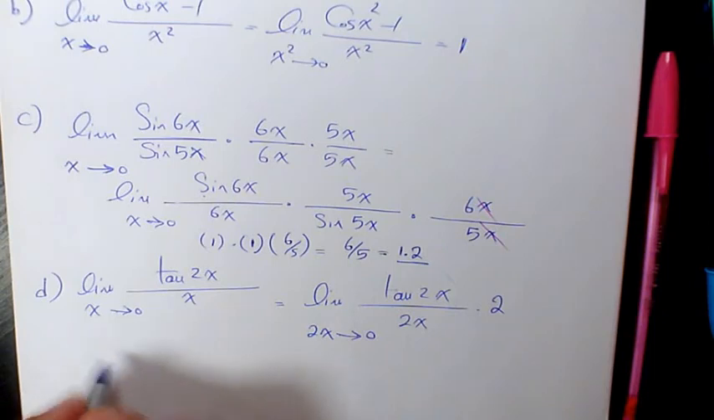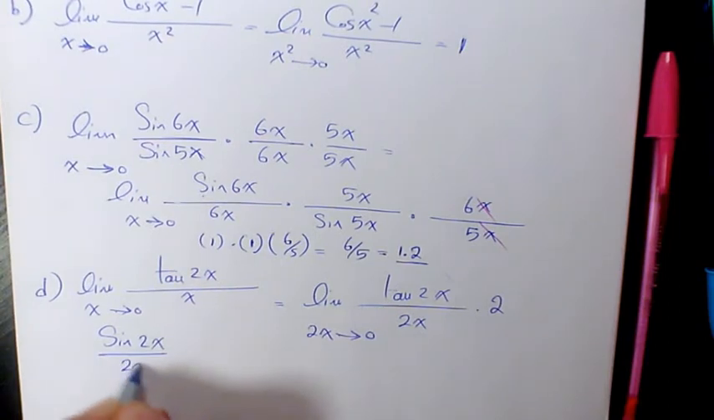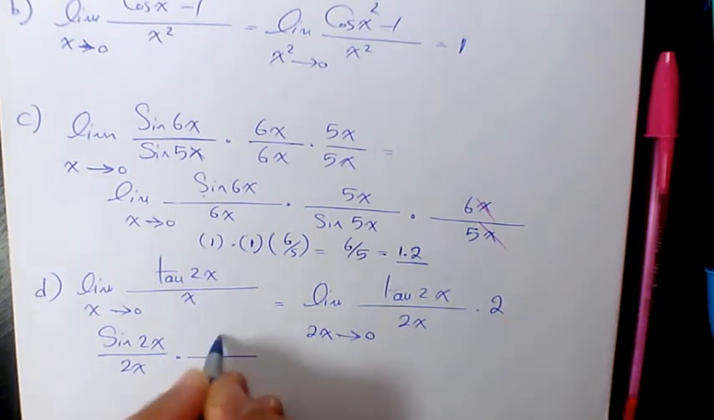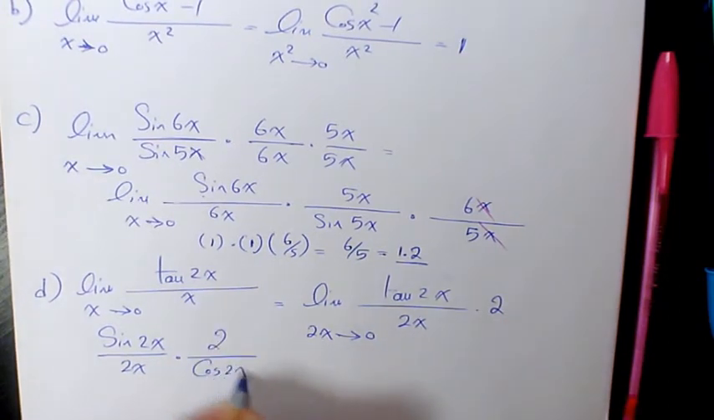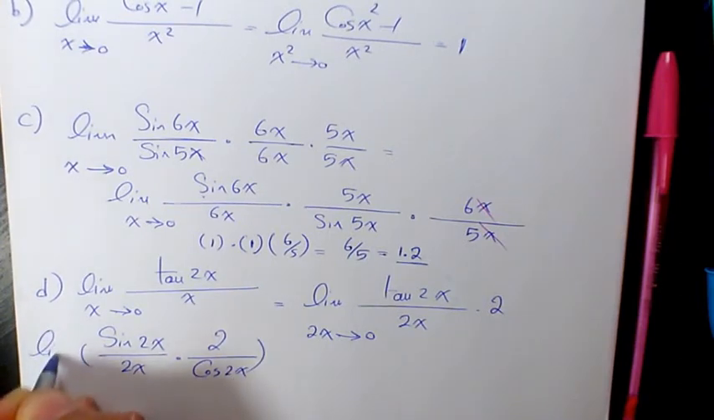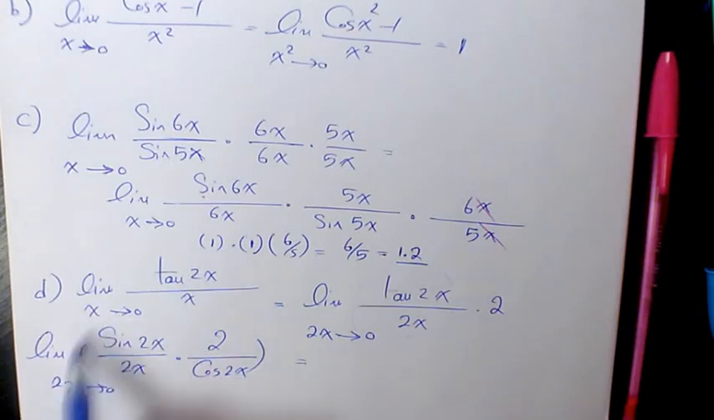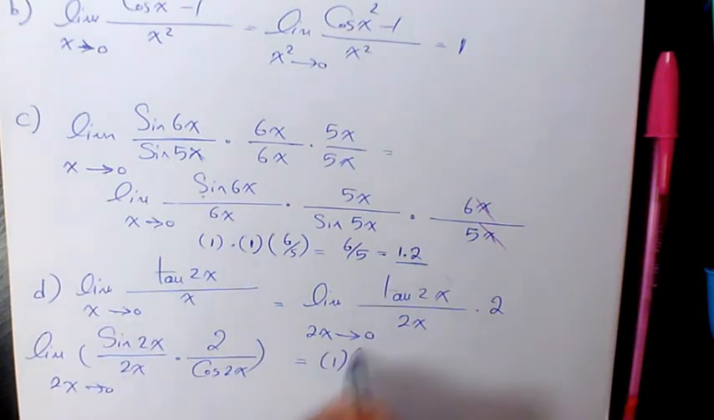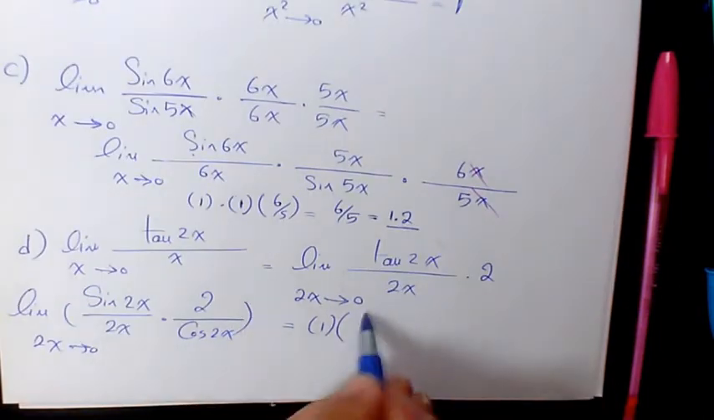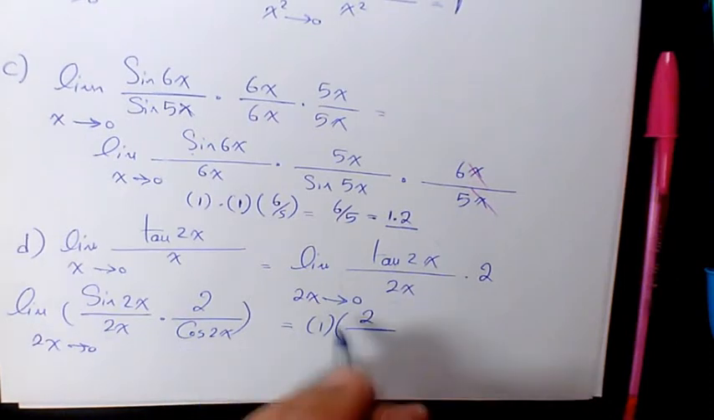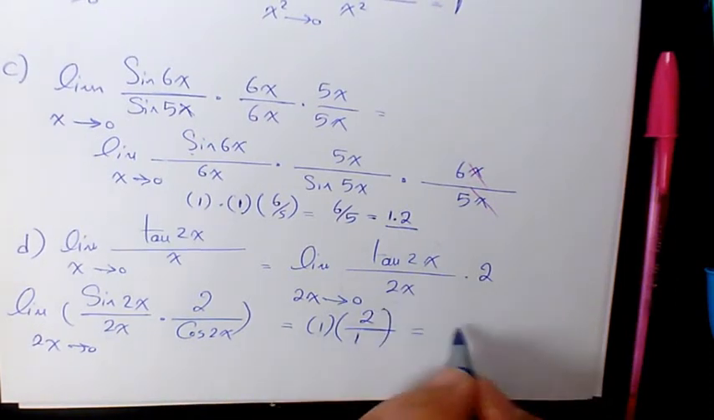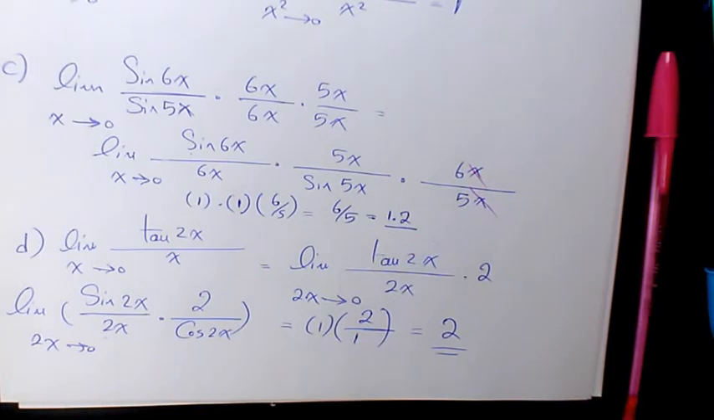Why? Because tan is the same as sine over cosine. So I'm going to expand it: sine 2x over 2x times 2 over cosine 2x, limit when 2x is approaching 0. So the first one is 1. The second one is going to be 2 over cosine 0, which is 1. So it's going to be 1 times 2. The answer to this limit is going to be 2.